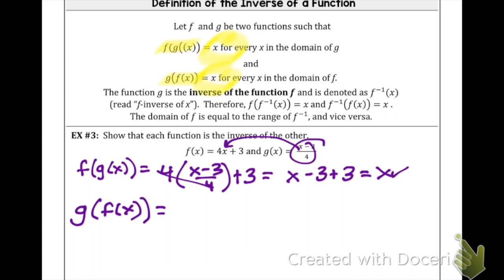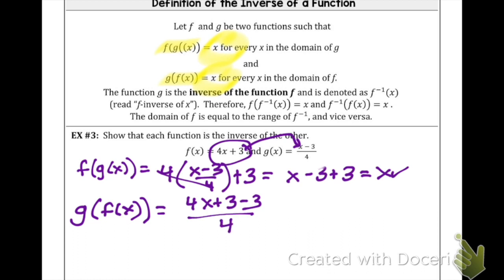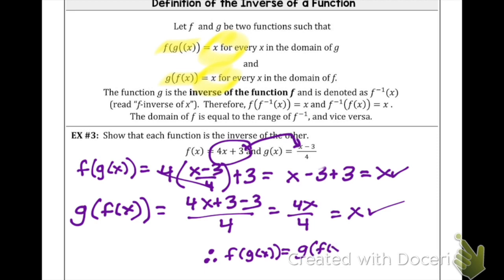So now I'm going to do the reverse. I'm going to plug my f function into my g. So 4x plus 3 minus 3, all over 4, gets me 4x over 4, which is just going to get us x, which checks. So we verified that they are inverses of each other, so therefore, because f of g of x is equal to g of f of x, which is all equal to x, we can show that they are inverses of each other.